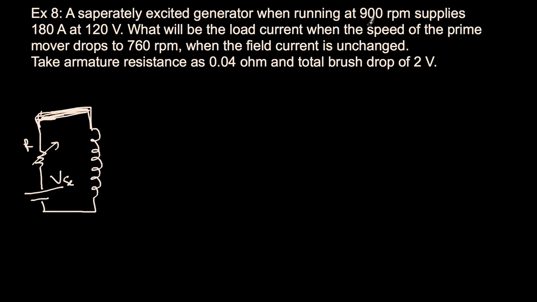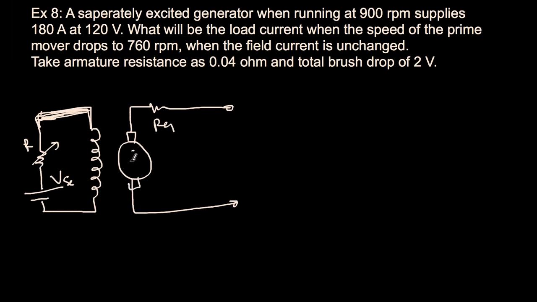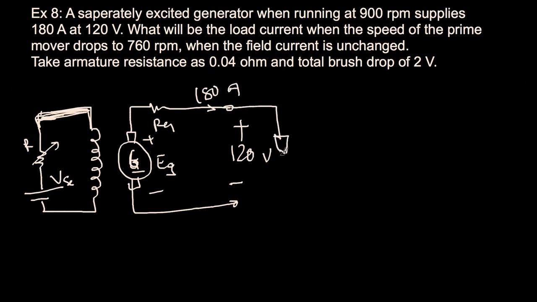A separately excited generator when running at 900 RPM. This is RA and this is the EMF generated, EG, with plus and minus. A separately excited generator when running at 900 RPM supplies 180 amperes at 120 volts. So this is 120 volts and it is supplying 180 amperes to a load. What will be the load current when the speed of the prime mover drops to 760 RPM?